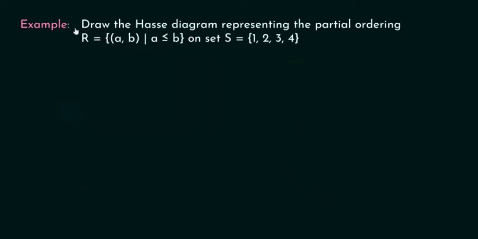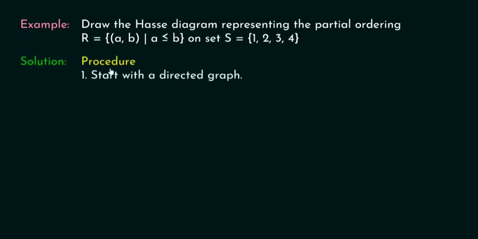Fine. Now let's see one example. Draw the Hasse diagram representing the partial ordering R, which consists of all ordered pairs A, B such that A is less than or equal to B on set S, which consists of 4 elements 1, 2, 3 and 4. Let's draw the Hasse diagram for this relation.